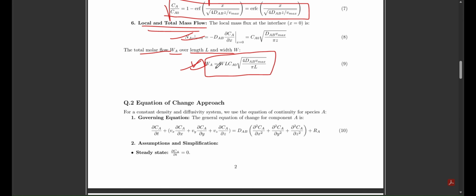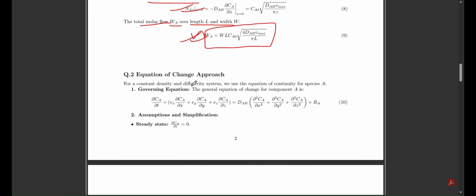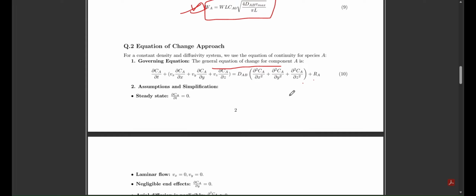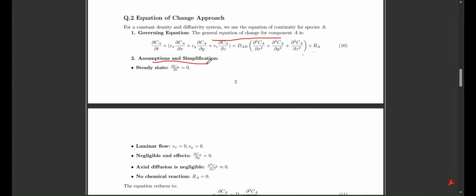For the second method, we'll use the equation of change approach. We know the general equation of change for component A is ∂CA/∂t + Vx ∂CA/∂x + Vy ∂CA/∂y + Vz ∂CA/∂z equals D_AB times the second-derivative terms, plus RA. Here we are using some assumptions and simplifications.